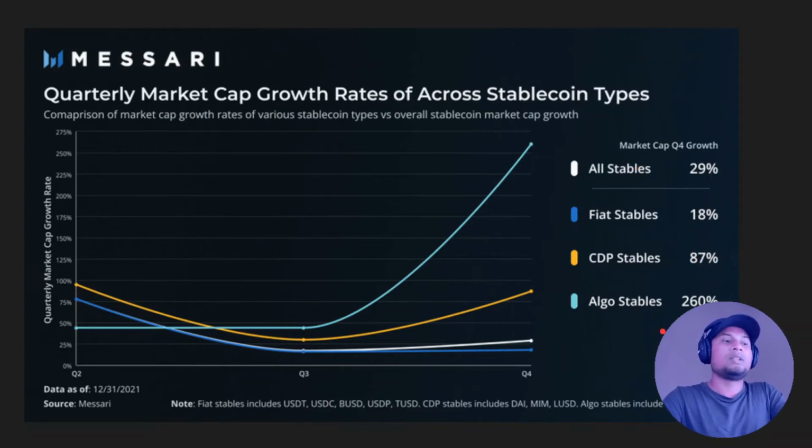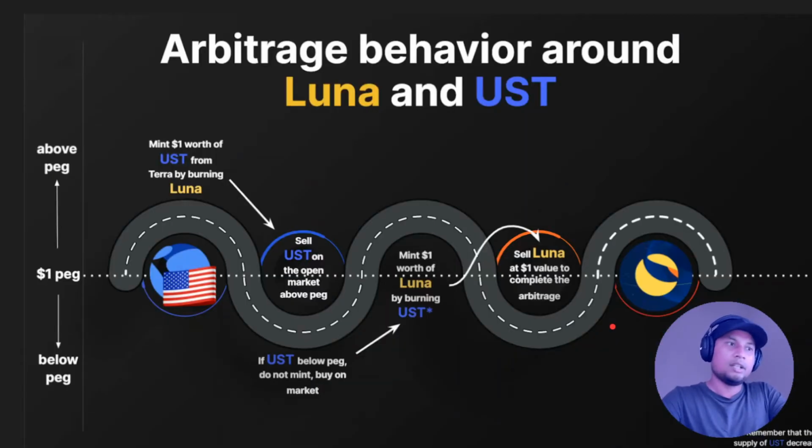So what does this mean? That means it has product market fit. People want algorithmic stablecoin. This is what this chart tells me. And it makes sense. But anyways, let's look into how people take advantage of the different arbitrage opportunities in the Luna UST ecosystem, okay? Because Luna and UST go hand in hand.